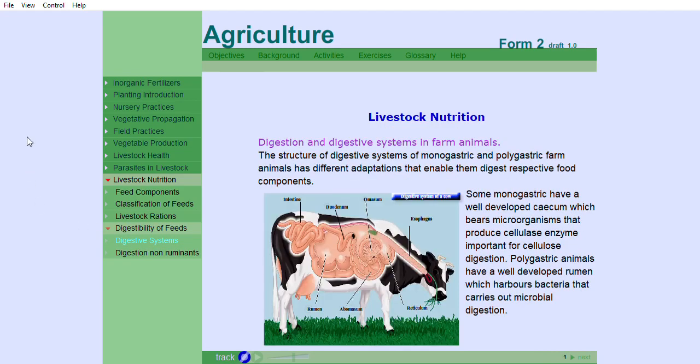Digestion and digestive systems in farm animals. The structure of the digestive system of monogastric and polygastric farm animals has different adaptations that enable them to digest respective food components. Some monogastric animals have a well-developed cecum which bears microorganisms that produce cellulase enzyme important for cellulose digestion. Polygastric animals have a well-developed rumen which harbors bacteria and carries out microbial digestion.